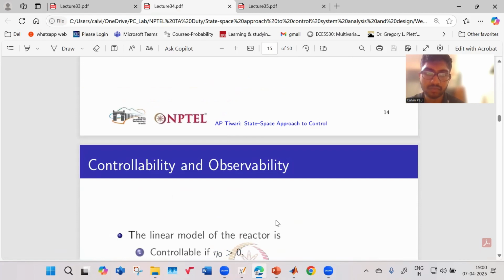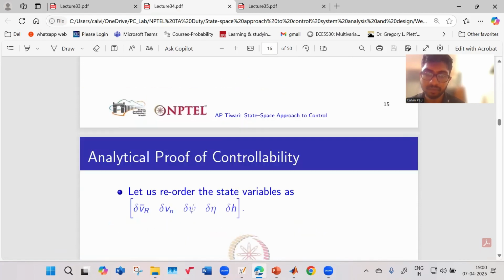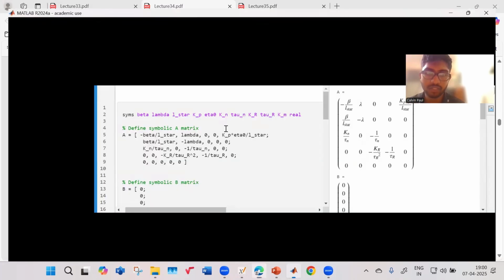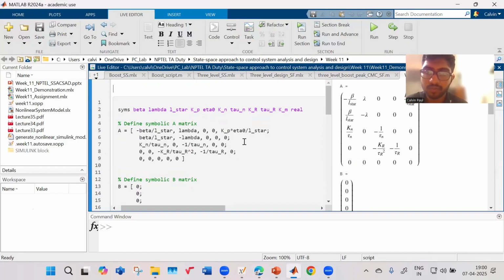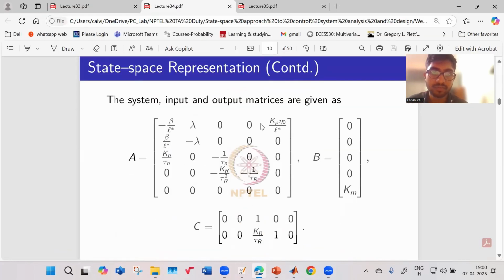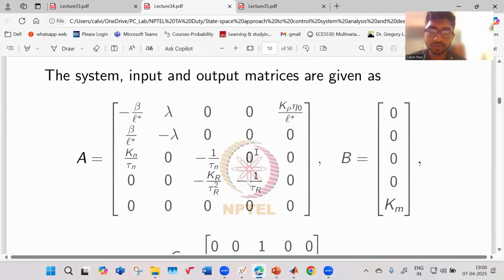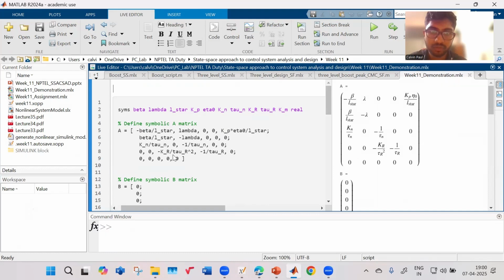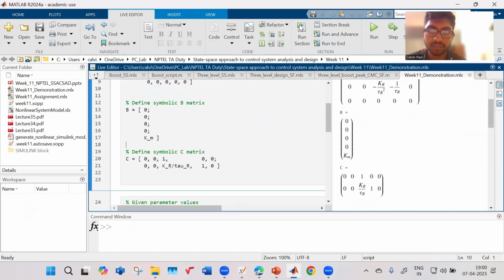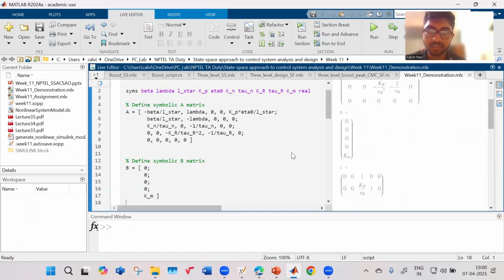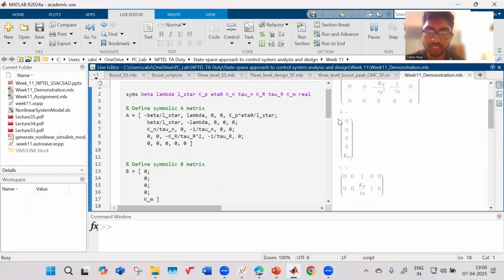So we'll consider what they have done. First, I'll just show what I've written for the ABC matrices. So let us open up and check. So this is the A matrix. I've written the code for the ABC matrices. Let us run the section. Let us re-verify our code and check whether it is correct.